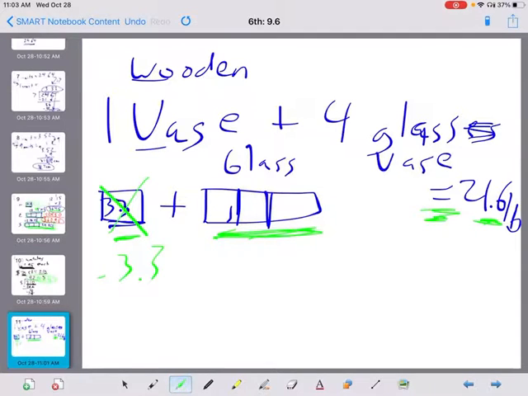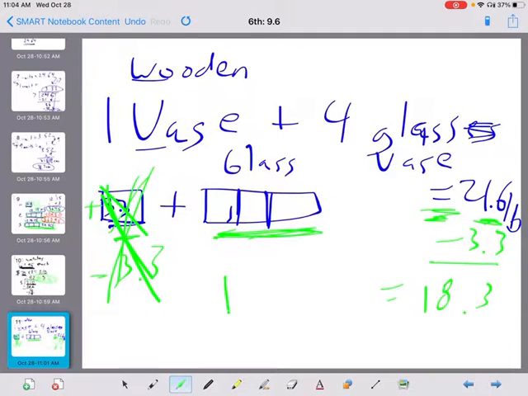But whatever I do to one side, remember, I'm going to have to do to the other. So I subtract 3.3 from this side. That gets rid of both of these because I have a positive up here and a negative down here. It cancels them out. So 21.6 minus 3.3, I get 3/10. 21 minus 3 is 18. So I have 18.3 equals these things, and I don't know how many there are.